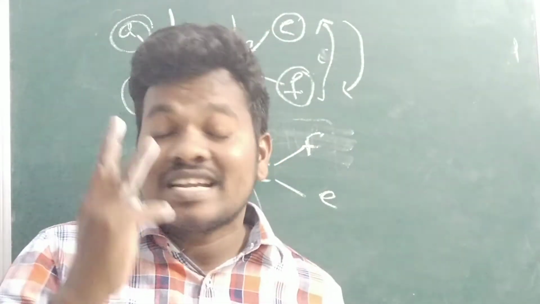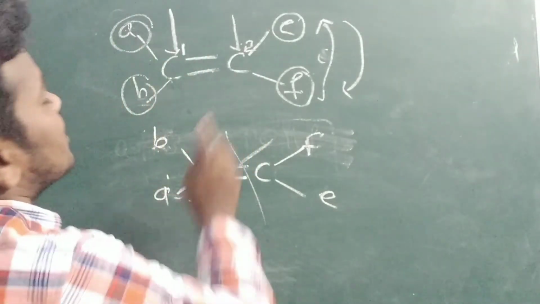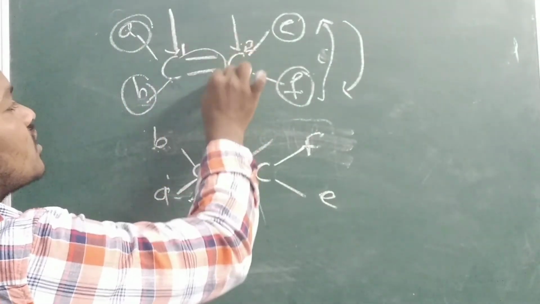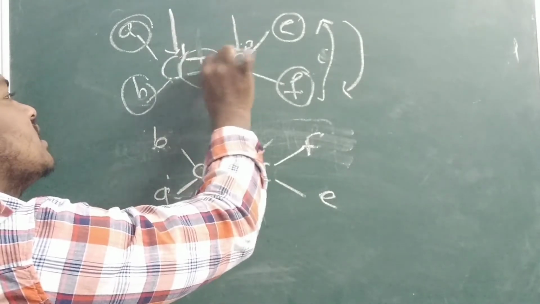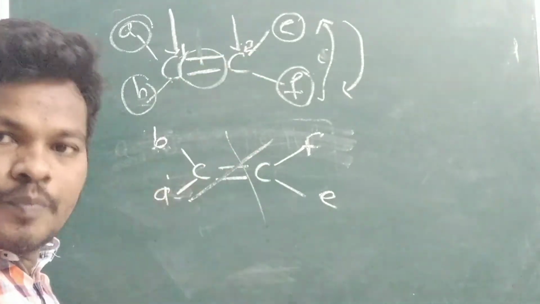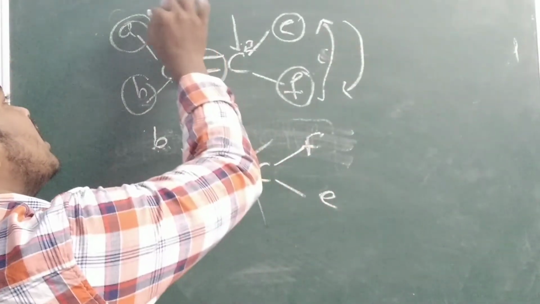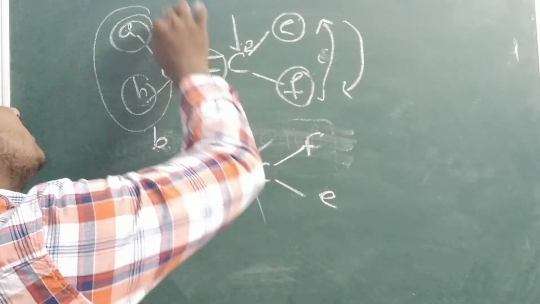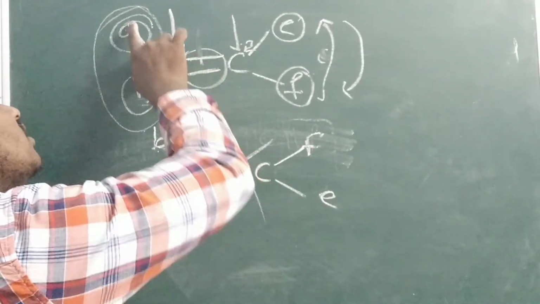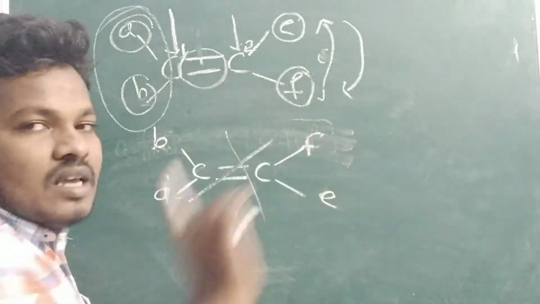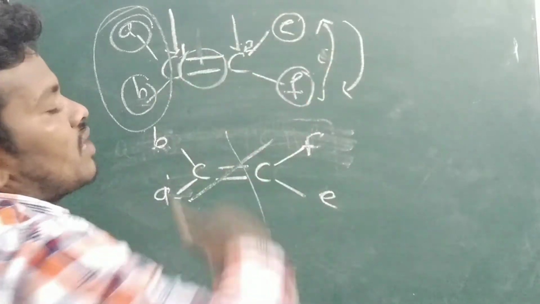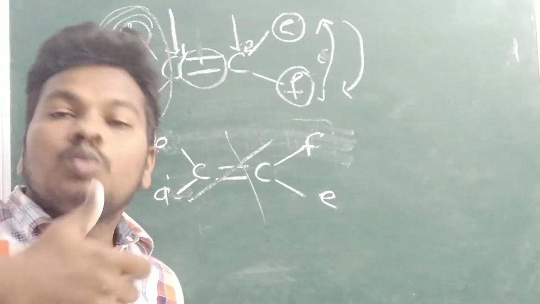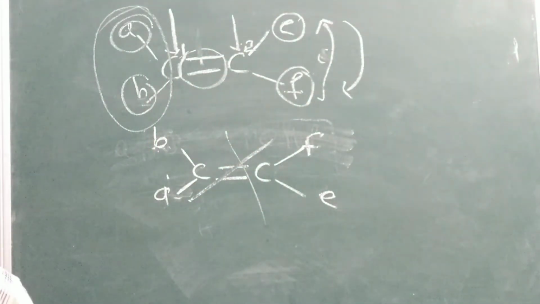So the three conditions we discussed. What is the first condition? The first condition is restricted rotation should be there. Next one, one carbon side should not contain the same type of group. Third point, you should rotate only one carbon's groups.